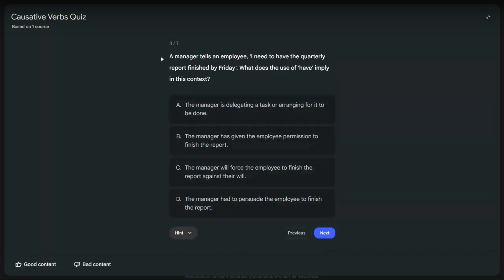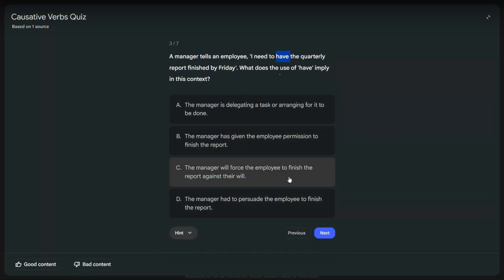Third one: a manager tells an employee, I need to have the quarterly reports finished by Friday. What does the use of have imply in this context? A, the manager is delegating; B, the manager has given the employee permission; C, the manager will force the employee; D, the manager had to persuade the employee. According to me, C, I guess. You sure? No, sorry, like force. Make is for forcing. I'm confused, sir. That is A.